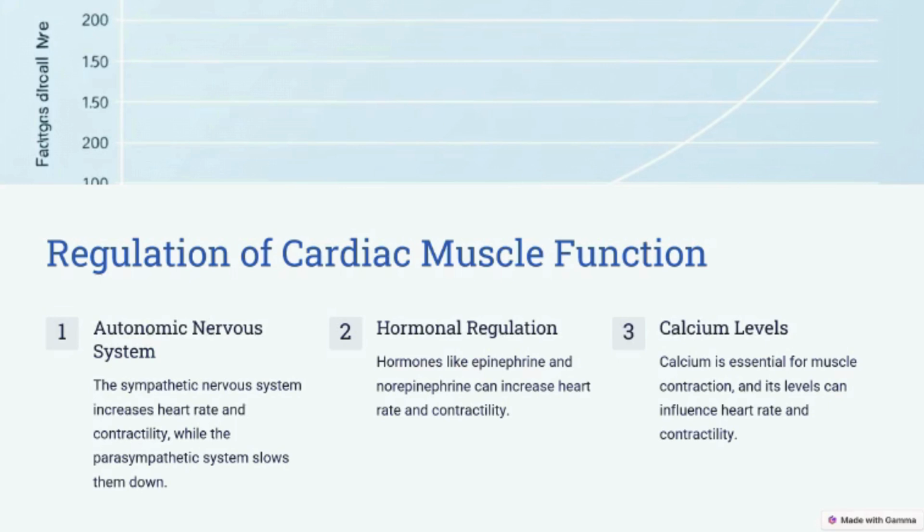Now temperature and metabolic factors we also have in this. An increase in body temperature during a fever or exercise generally increases the heart rate, while a decrease in temperature lowers the heart rate. Now metabolites: local metabolic products, carbon dioxide, and hydrogen ions that accumulate during physical activity can cause local vasodilation. Vasodilation is basically an increase in the distension of the arteries, increasing blood flow to working muscles, and it indirectly affects the cardiac output.